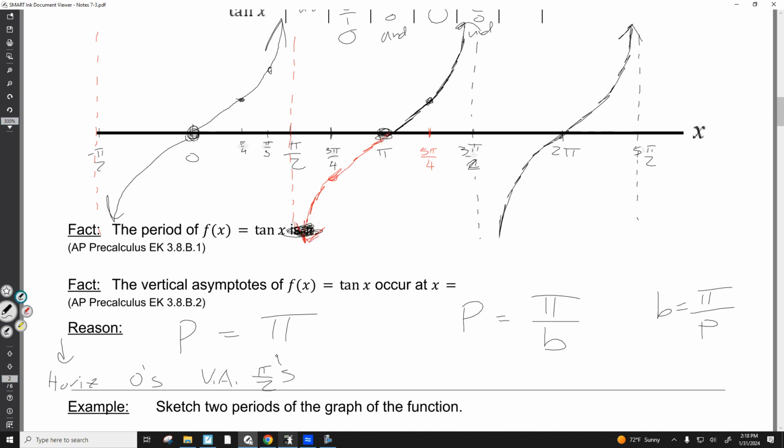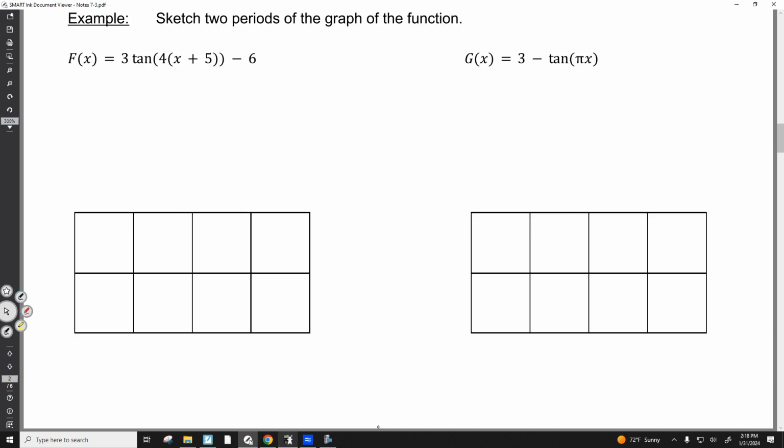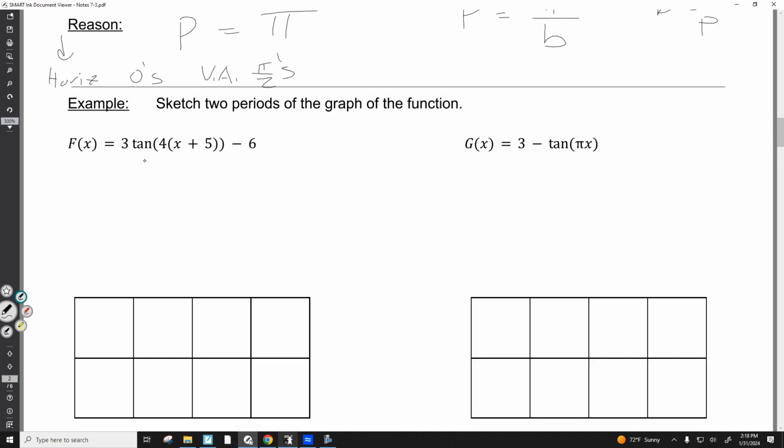Flip to the extra example because I don't like those. Actually, let's just start over. Just erase this. And erase this. Tangent x. I asked you to graph this.